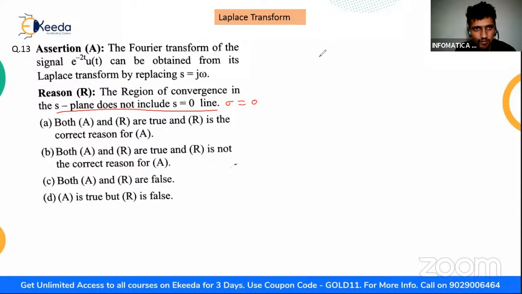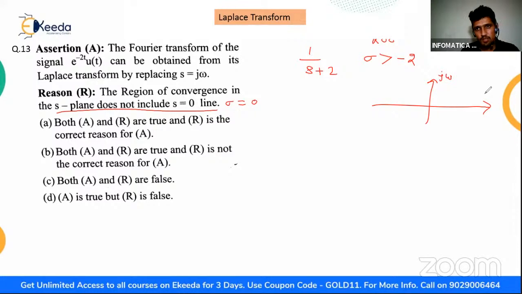So first we will find its Laplace transform. What will be its Laplace transform? 1/(s plus 2). Everyone knows this, where the convergence is given by sigma greater than -2. This is the region of convergence, ROC. So basically this ROC is now including the j omega axis. On the j omega and sigma axes, suppose this is there, so it is a parallel strip. This is our region of convergence, sigma greater than -2.